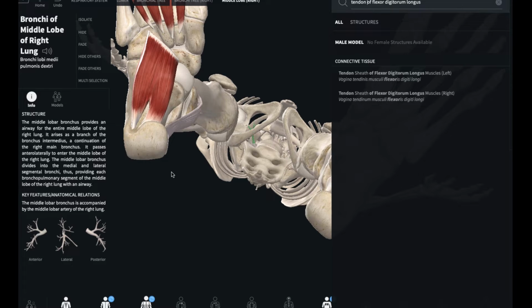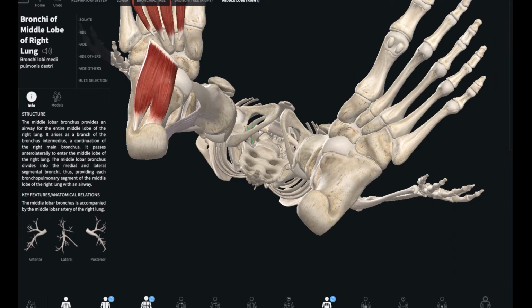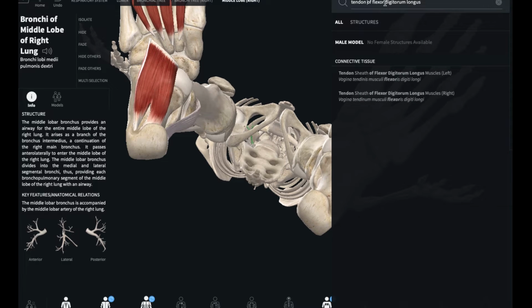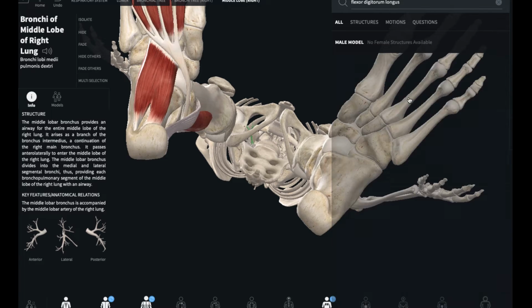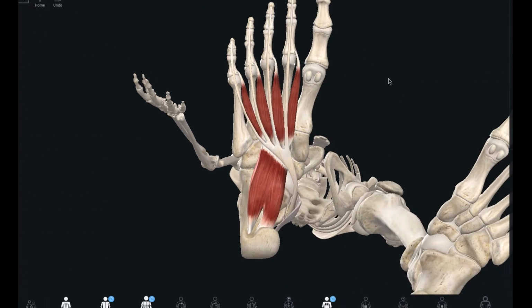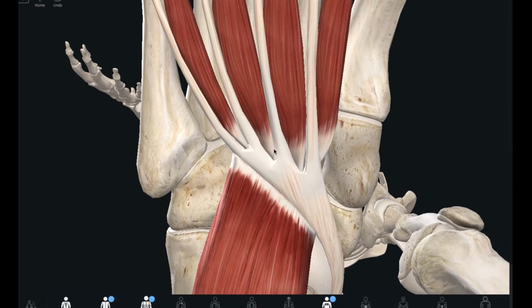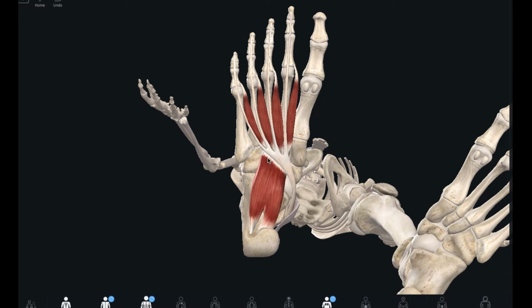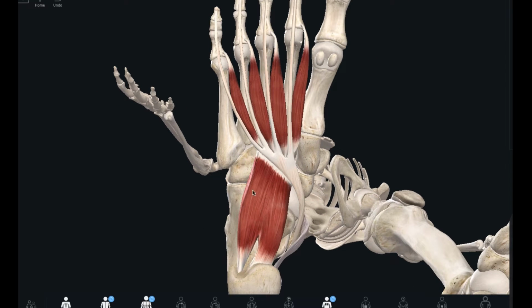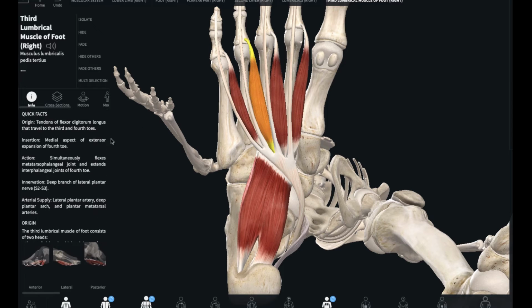Tendon sheath. Oh, I know what to do. Just do flexor digitorum. There you go. That's a lot easier. Okay, so on the second layer, it appears that both of these have an attachment to the tendon of the flexor digitorum longus. So right here. That's the origin, flexor digitorum longus.